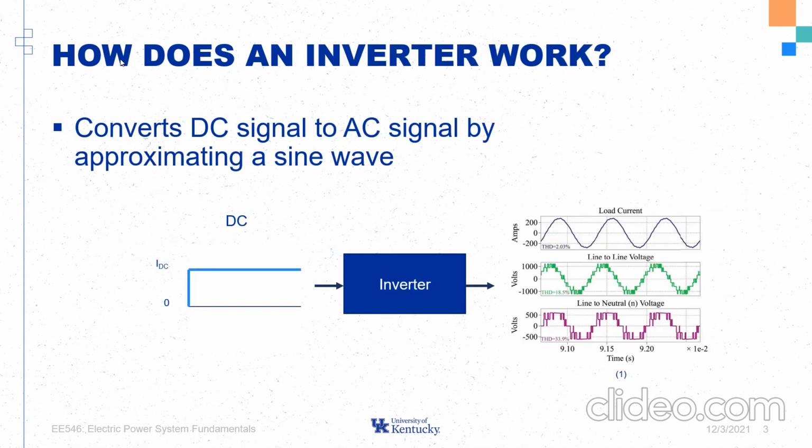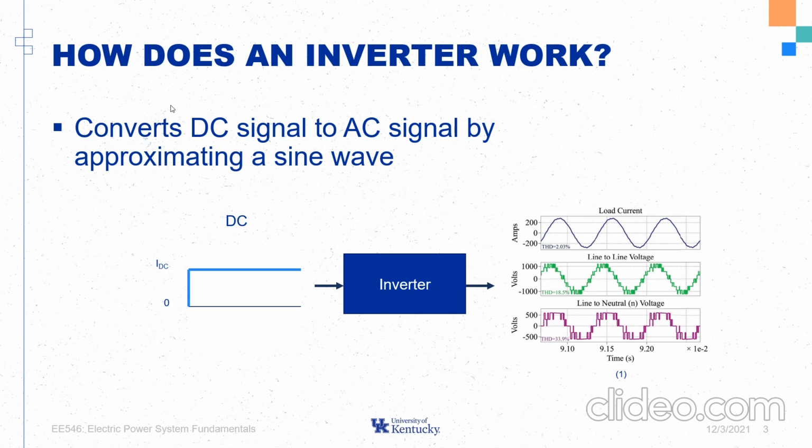Before I start discussing what a smart inverter is, I wanted to make sure that everyone was on the same page about what a traditional inverter is. So we're going to talk about how it works and what exactly it does. So a traditional inverter converts a DC signal to an AC signal by approximating a sine wave.